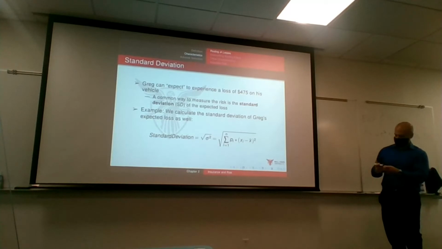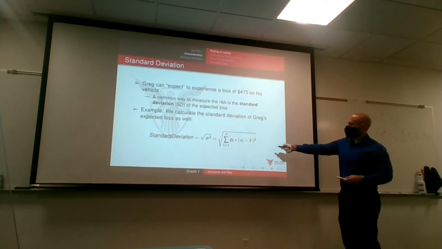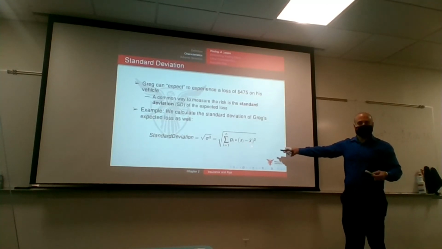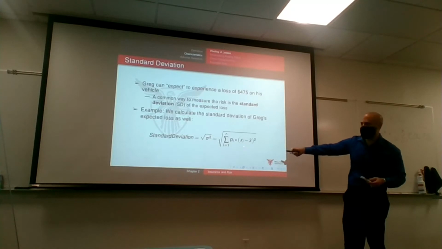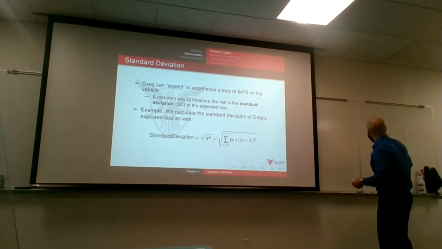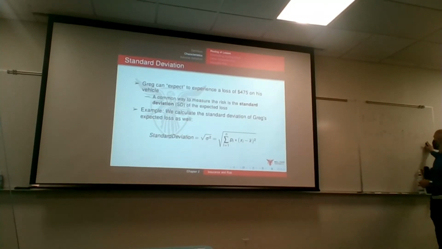Again, we have this here. Your X bar, that is also just your expected loss. That's the 475. So if you've noticed what I've done on the board here, instead of saying the average or X bar, I just say expected loss.